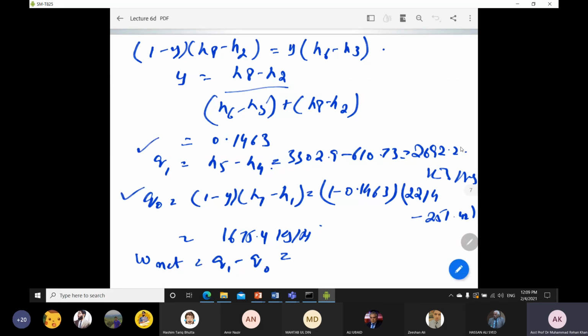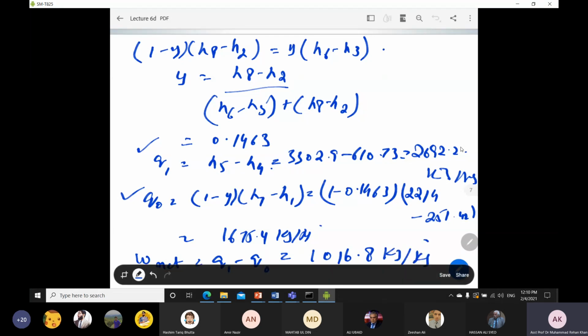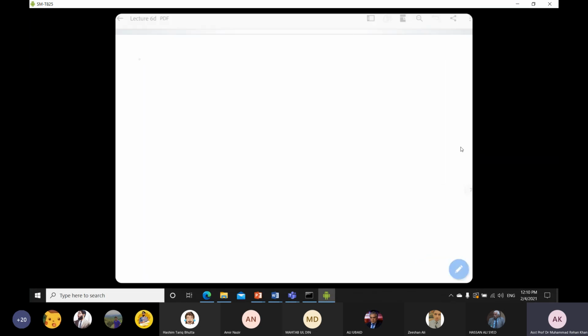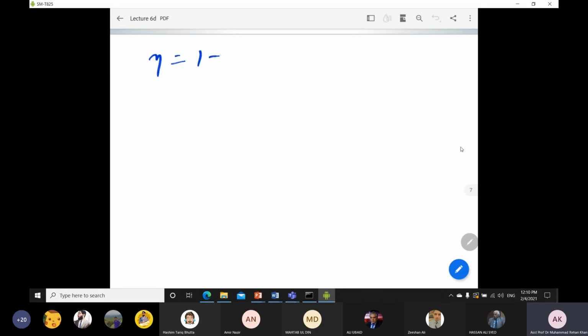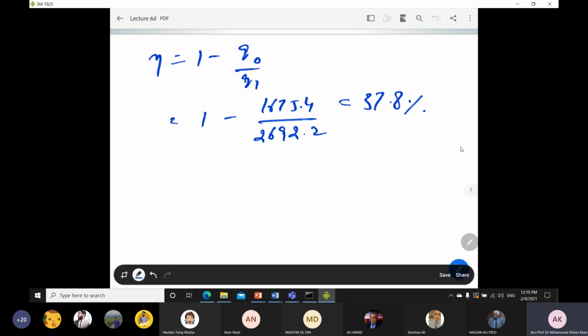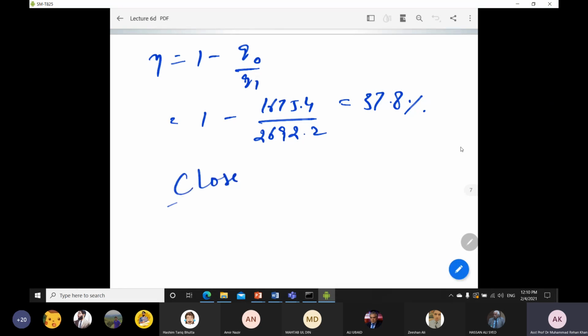Okay, so W net you can easily find: Q in minus Q out. Q in is known to you, Q out is known to you, plug in the values and you will get 1016.8 kilojoule per kg. Okay, so now the only last step is your thermal efficiency. We already know the formula of thermal efficiency: 1 minus Q out over Q in. So Q out is known to us, 1675.4, and Q in is known to us also. Okay, so you just solve it and you will get 37.8% thermal efficiency. So this is how you have to solve your closed feed water heater problem.